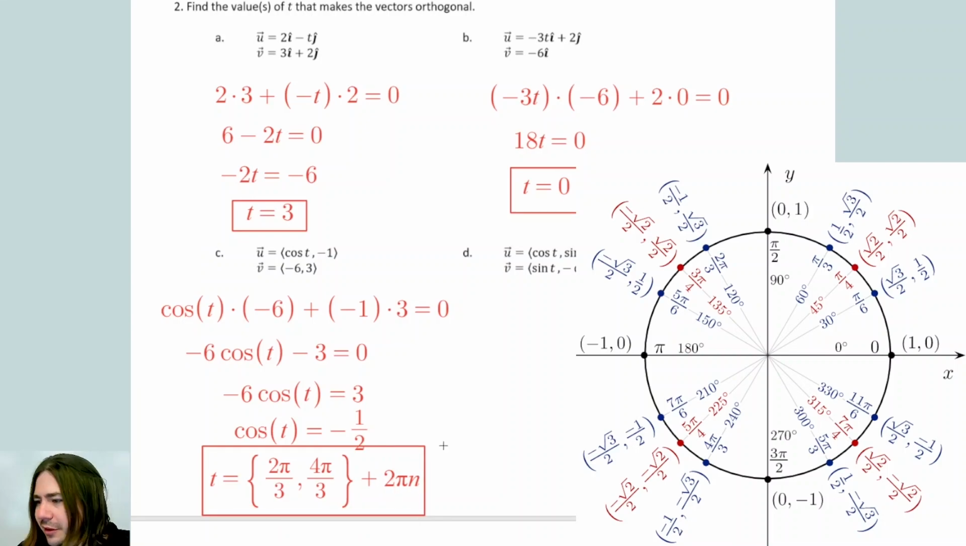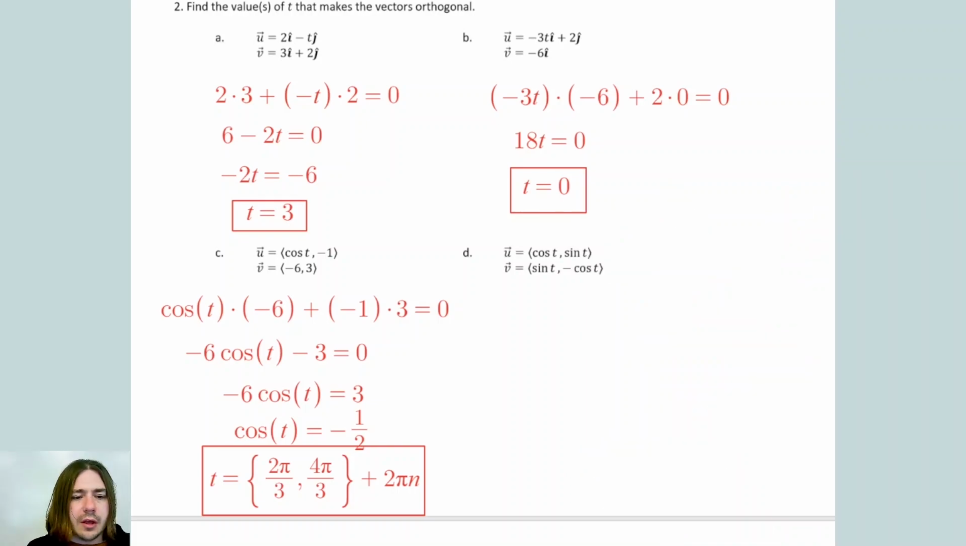No, that's about as good as I can get it to fit on there. Okay, it looks like D is going to turn out kind of similarly. Let's get rid of that unit circle for now. There we go. All right, so we're going to set up a similar equation.